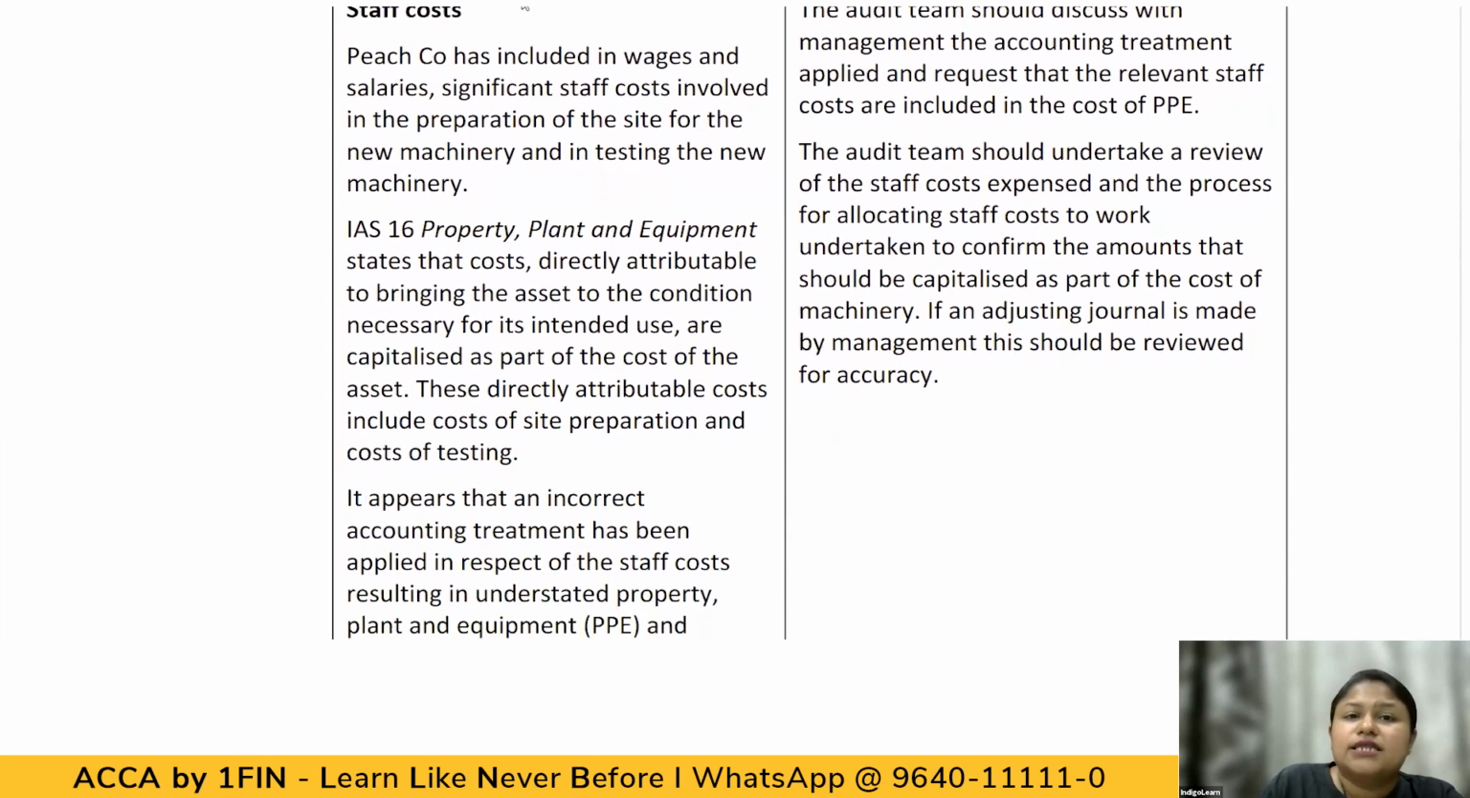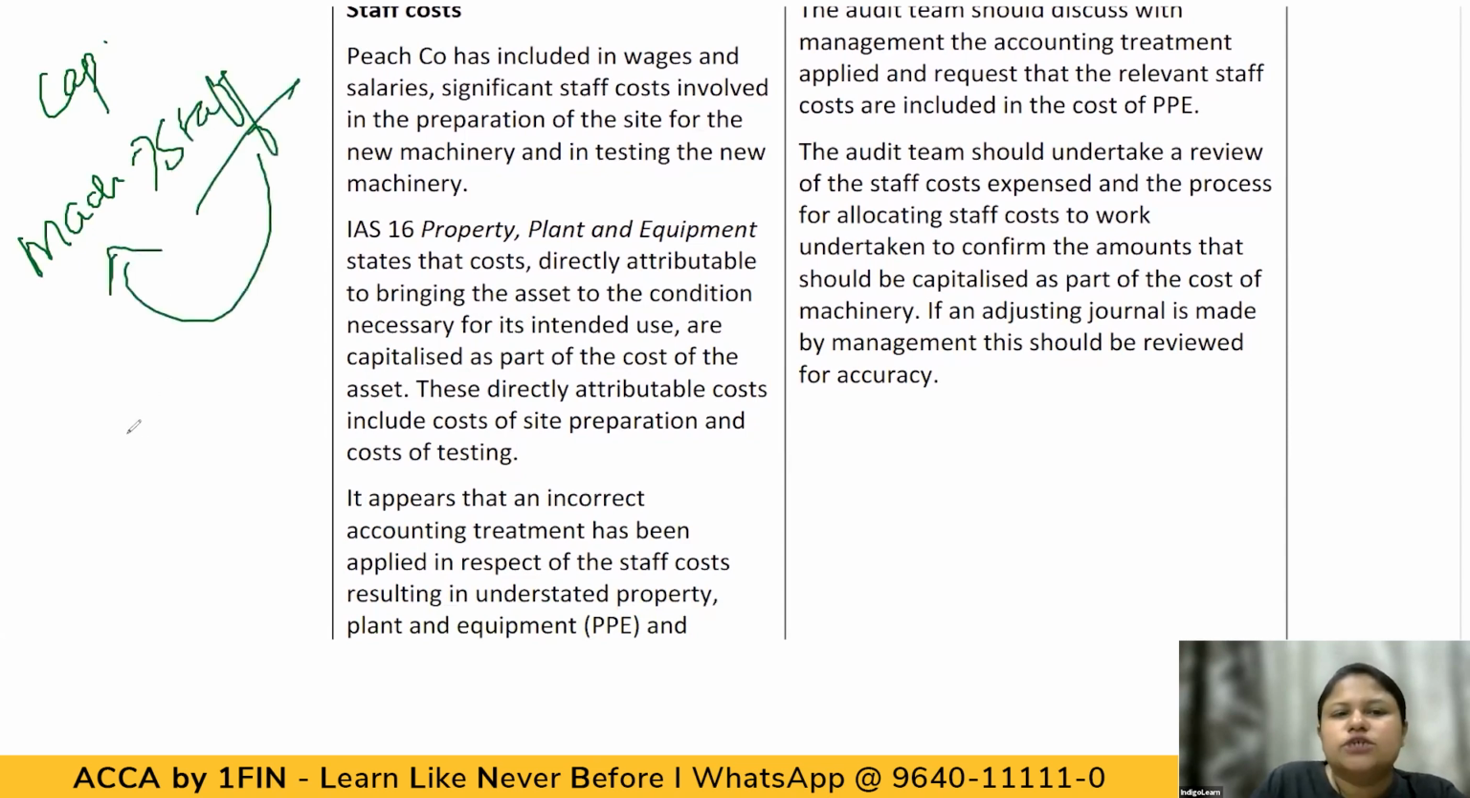Let us take one more risk so that you'll have a proper understanding. Staff cost. In staff cost, we understand the concept of PPE, where we say very clearly that any cost which is directly connected with making the asset, bringing it to its condition or making it ready for use, we capitalize. So here, two machineries have been taken and there has been staff involved in the installation of this machinery. So basically that entire cost has to get capitalized. But here what the management has done is that the staff cost has been sent to revenue.